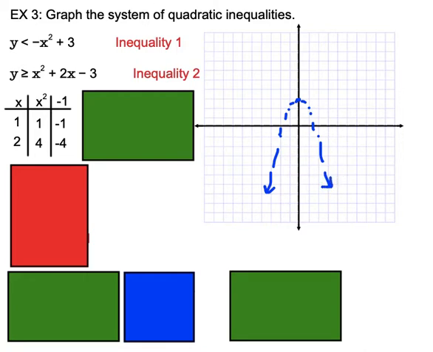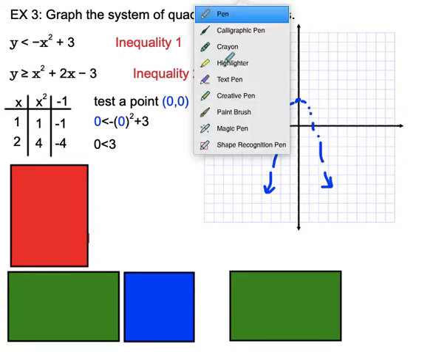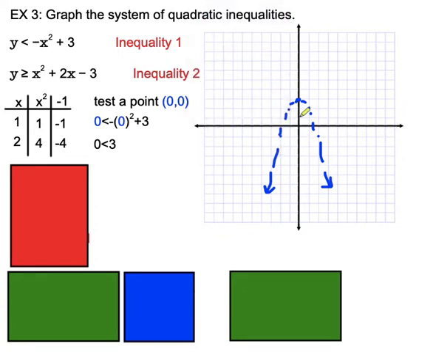Okay, so now I need to test a point. Well, 0, 0 is inside it. So let's test 0, 0. Is 0 less than negative 0 squared plus 3? Well, yes, 0 is less than 3. So that works. Grab a highlighter. I'm going to shade inside because 0, 0 worked. Nothing different. Now we're going to do the same process, but we're going to do it with the other graph.